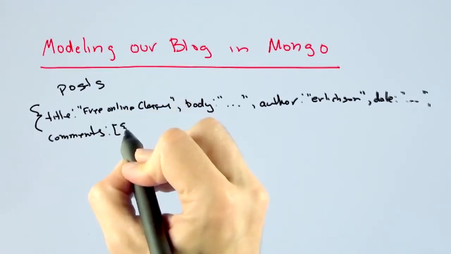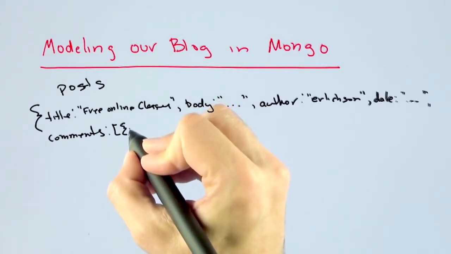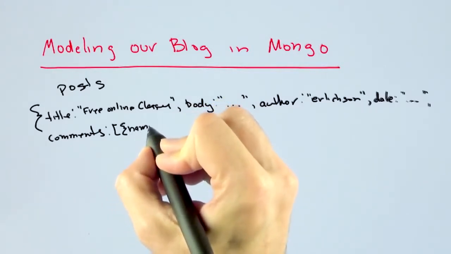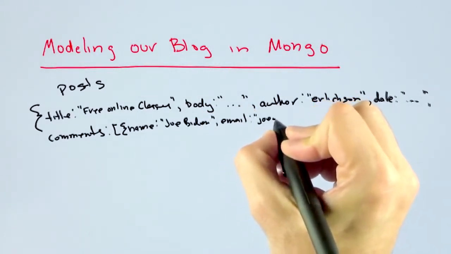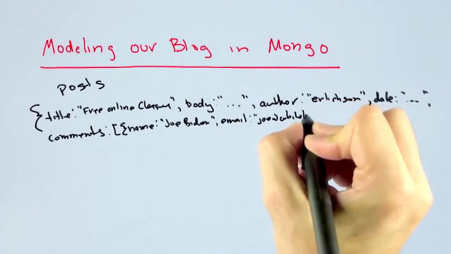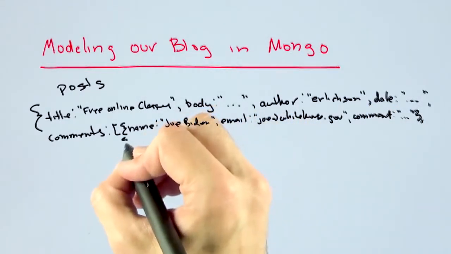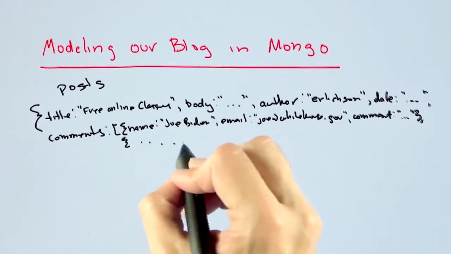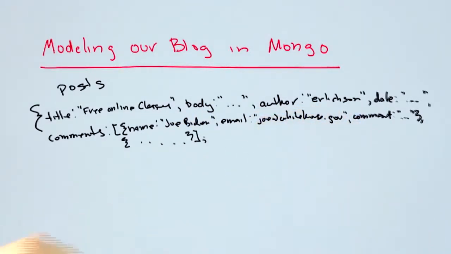I open up an array, and then I'm going to have a document. It's going to have a name of my poster, Joe Biden, along with his email, if he gave it, joe@whitehouse.gov, along with the body of his comment, which we'll just call comment. And we can have multiple of these comments right here in the document. It might be very natural to do that. And it is very natural to do that.